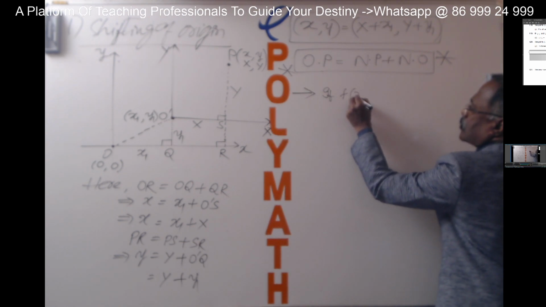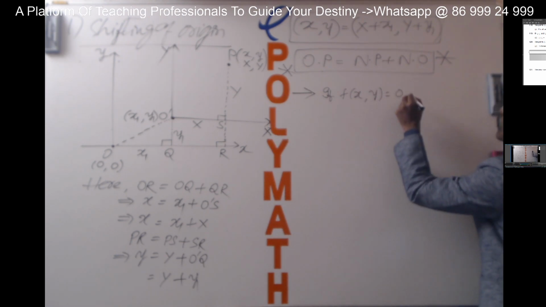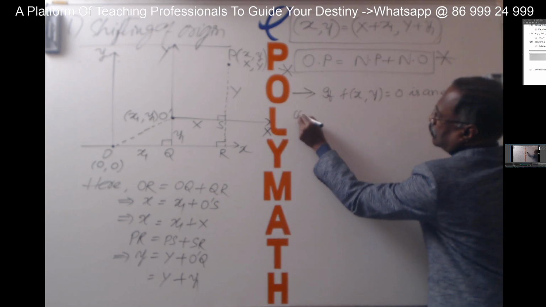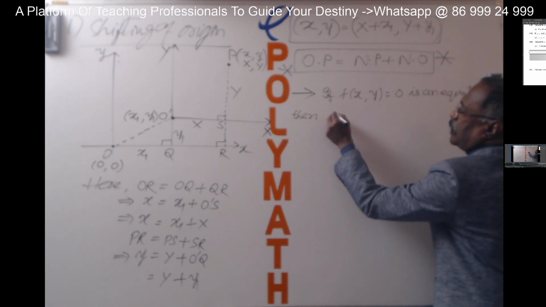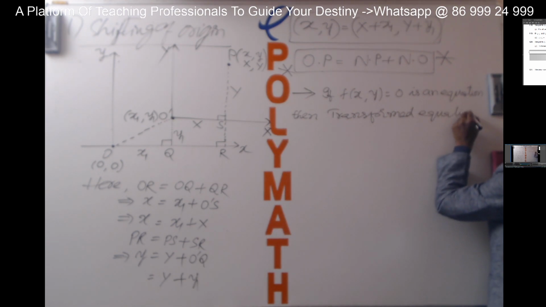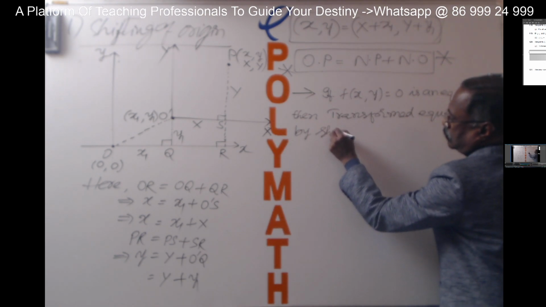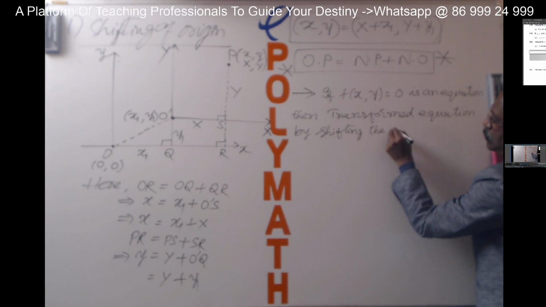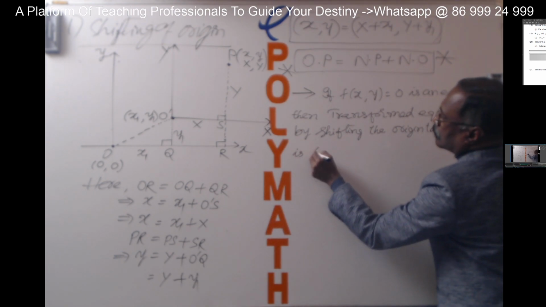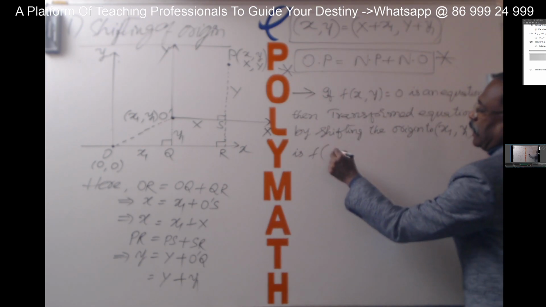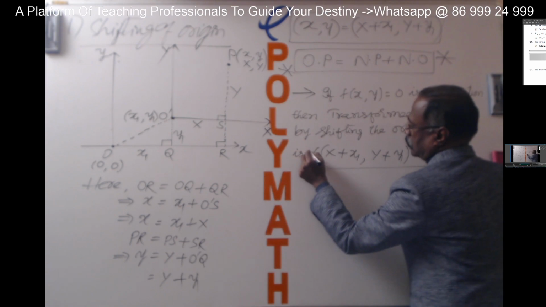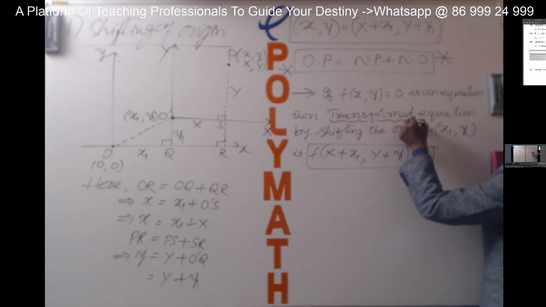If f of x comma y is equal to 0 is an equation, then the transformed equation by shifting the horizon to x1 y1 is f of, in place of x, x plus x1, in place of y, y plus y1, is equal to 0. What is it? Transformed equation.